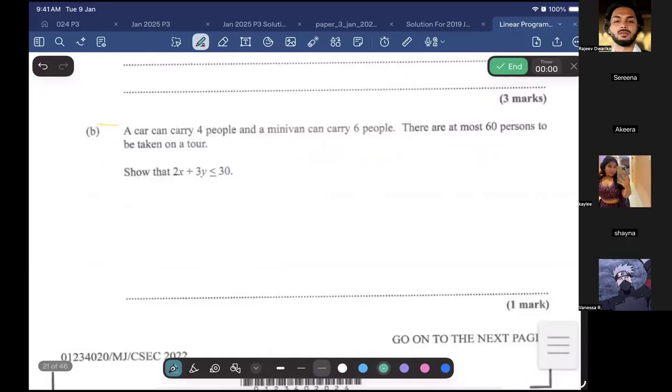So part B. Akira, read part B for me. A car can carry 4 people and a minivan can carry 6 people. There are at most 60 persons to be taken on a tour. Show that 2x plus 3y is less than or equal to 30.